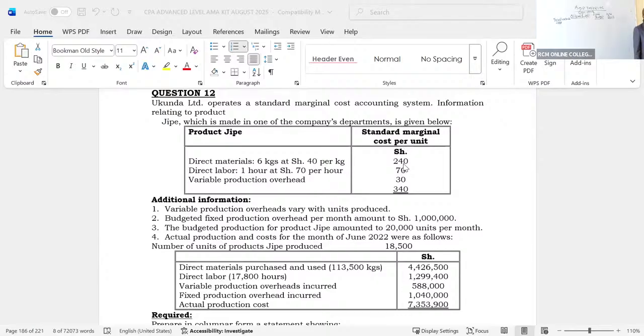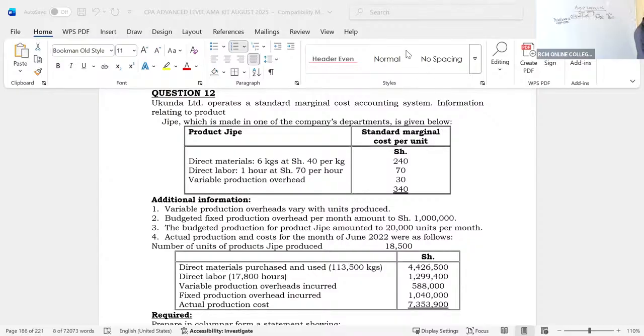Remember, they want budget, so then I should multiply that 240 with the budgeted output. Is there anybody who is able to see budgeted output? Why are they not talking to me? 20,000 in note number 3, isn't it? Note number 3, 20,000. Thank you so much. So times 20,000. Are you able to give me this answer?